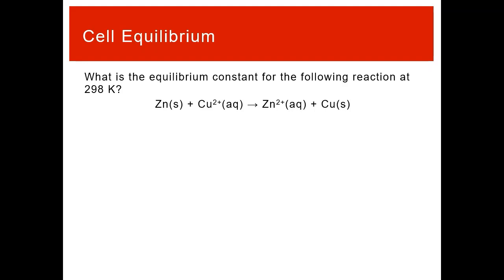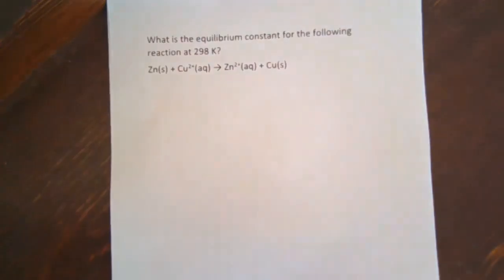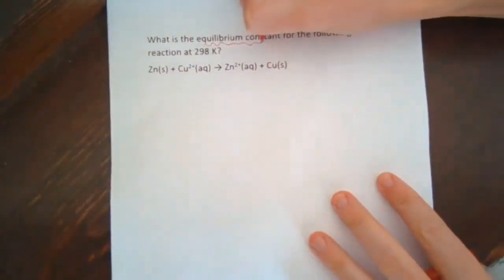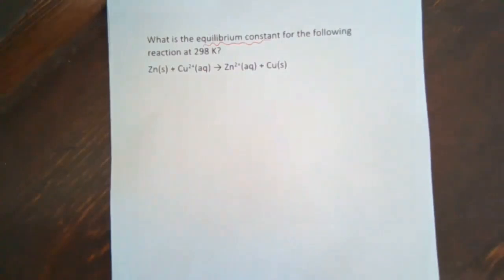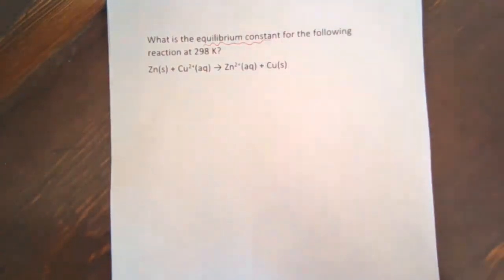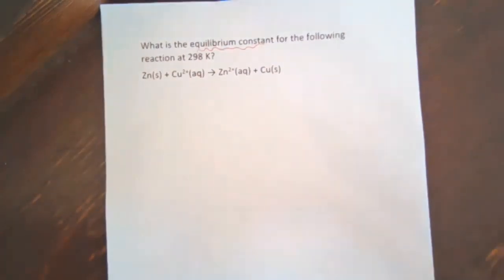So let's take a look at the equation we've seen in previous examples: zinc plus the copper 2 cations. I want to know what the equilibrium constant for this reaction is at 298 K. We know equilibrium constants are very useful for describing chemical reactions. How much reactant and product is present under your equilibrium conditions? What does the reaction do? So we want to come up with some ways to calculate that. We've seen some previously.